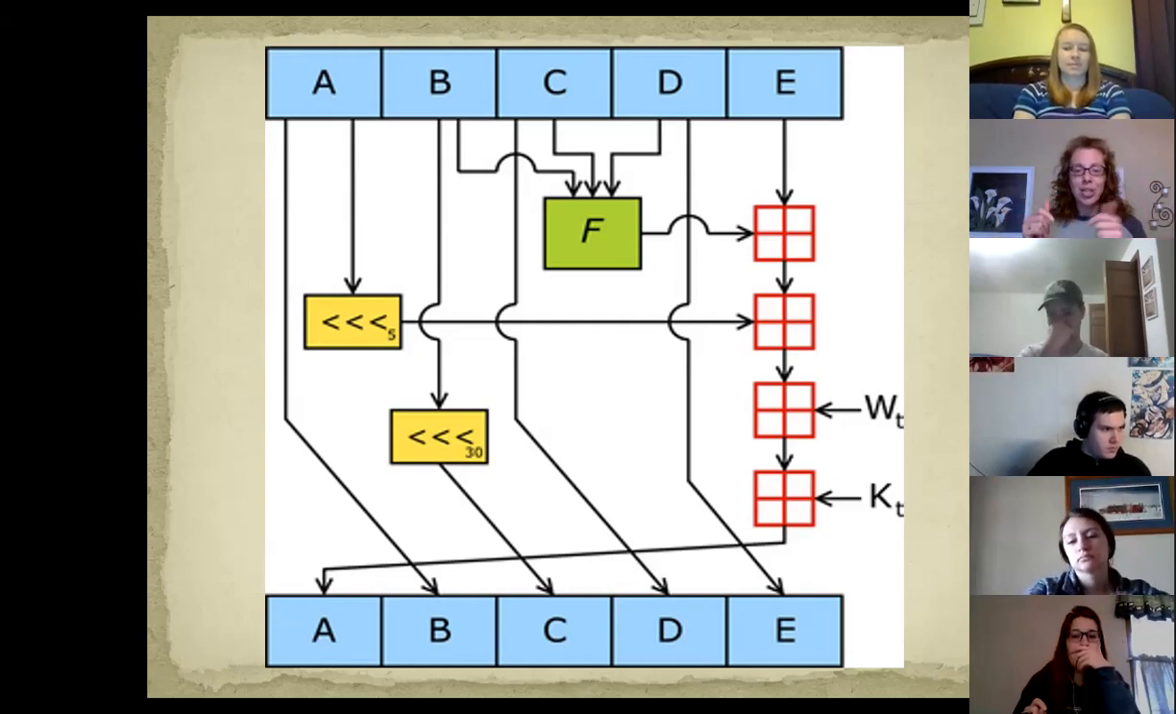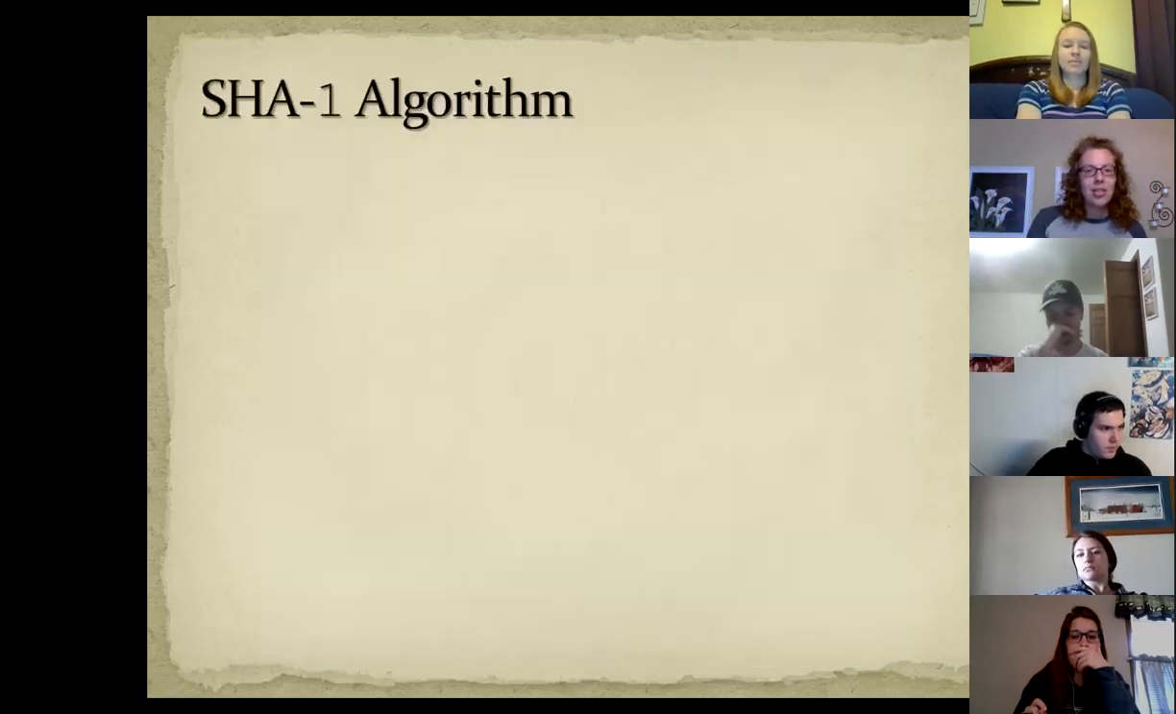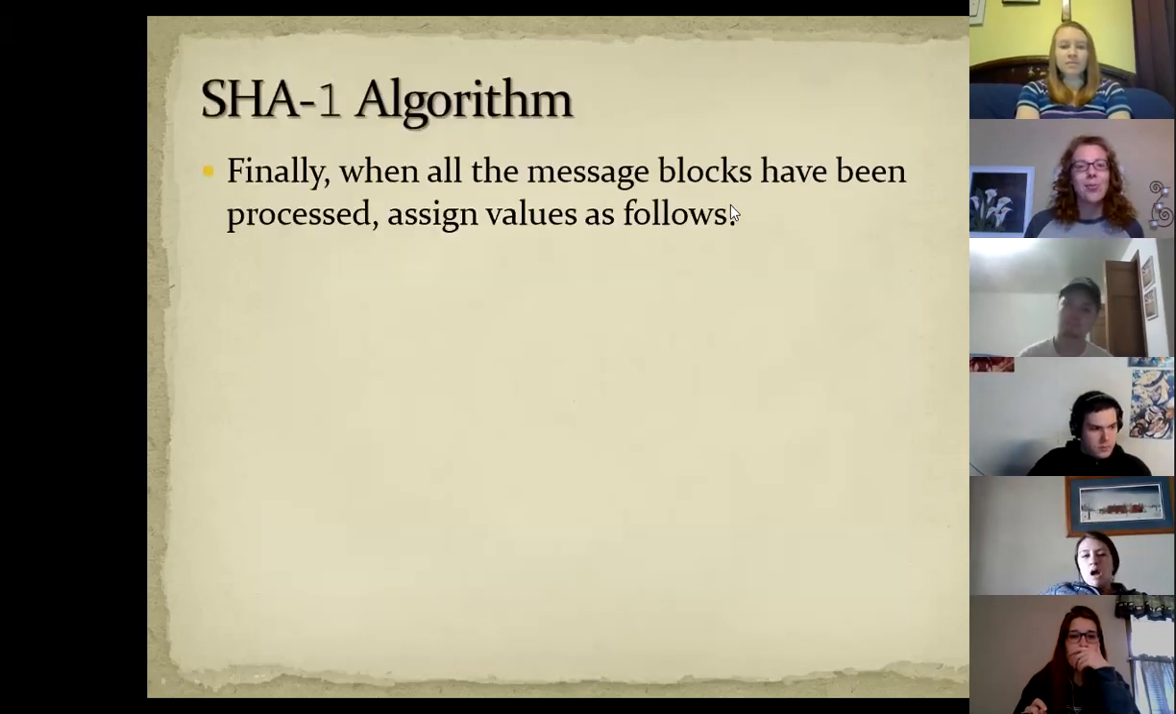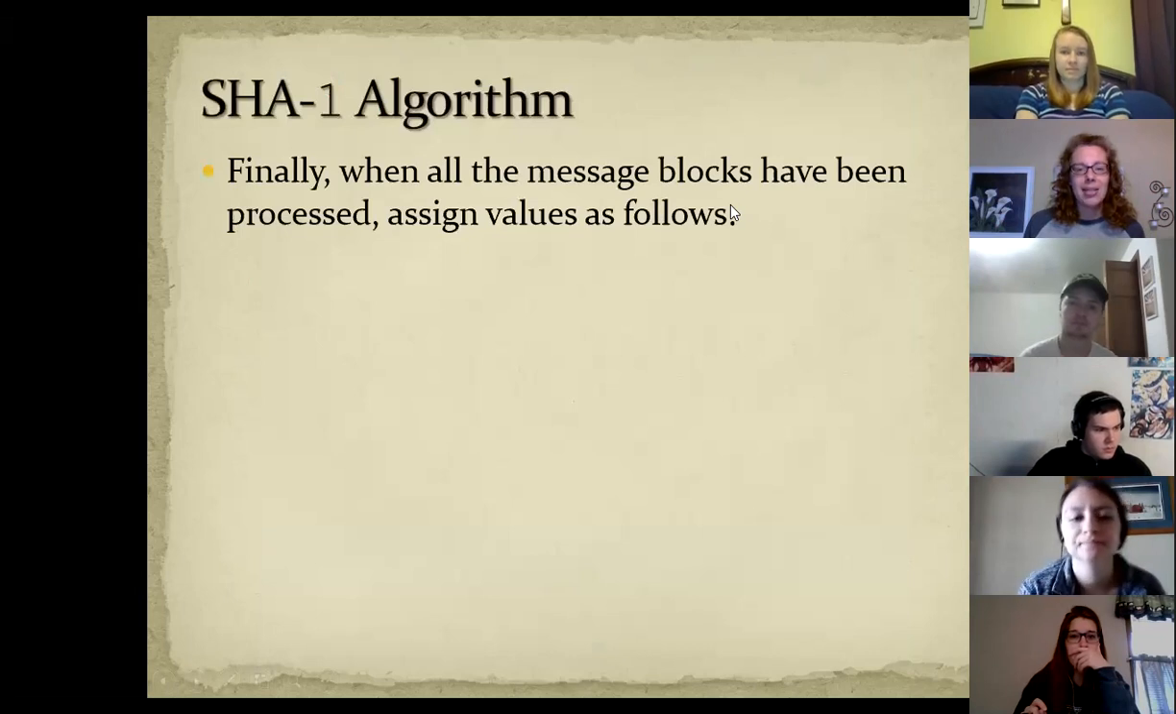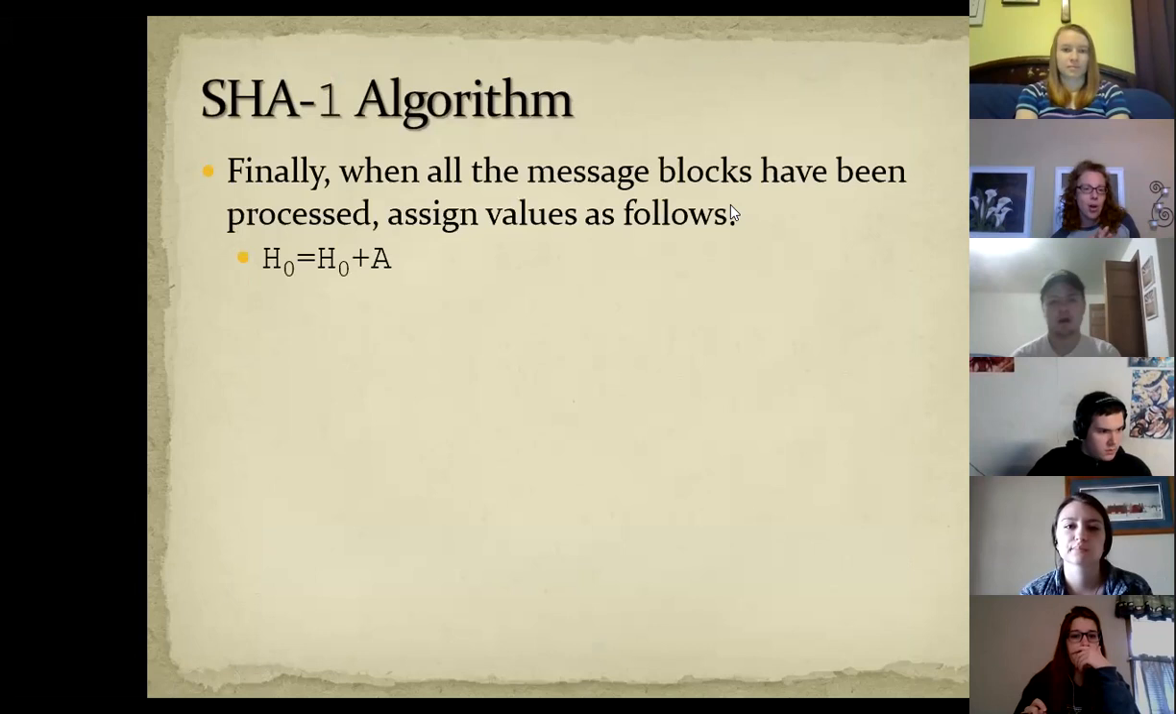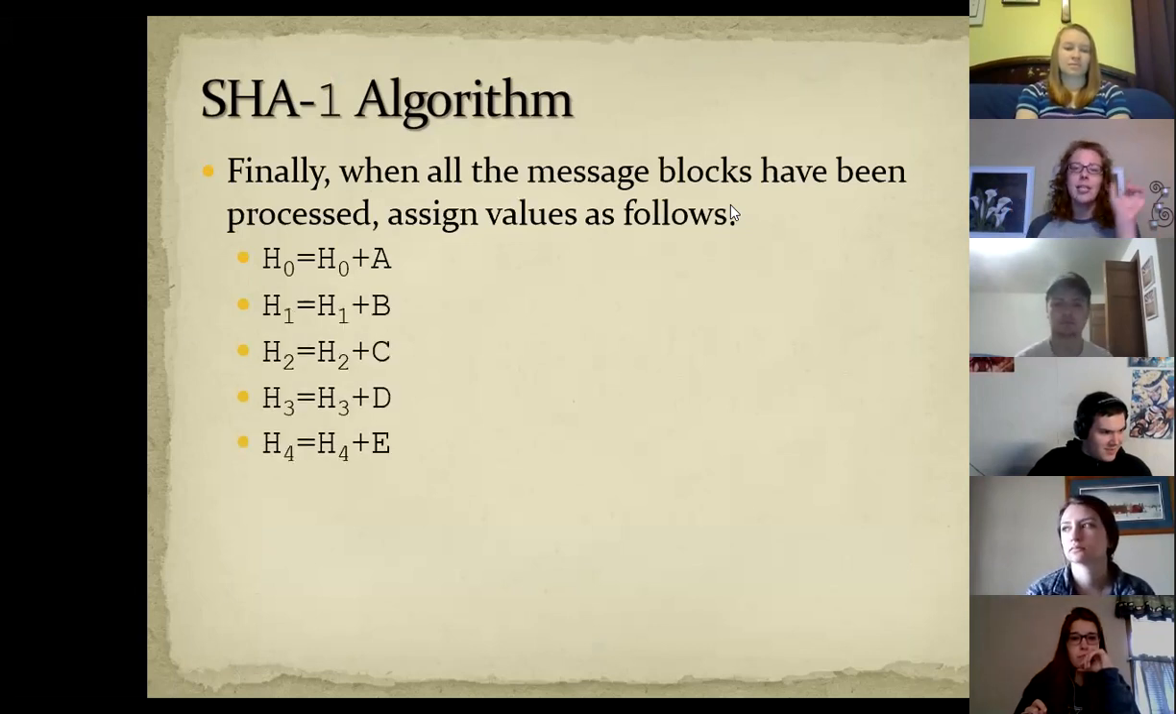We are trying to get a hash value out for this function. So how do we do that once we've processed all the blocks? I'm going to do some values here. So H0 is going to be my original H0 plus whatever value I have in register A. Same thing for each of these. H1 is my original H1 value plus whatever I had in B.